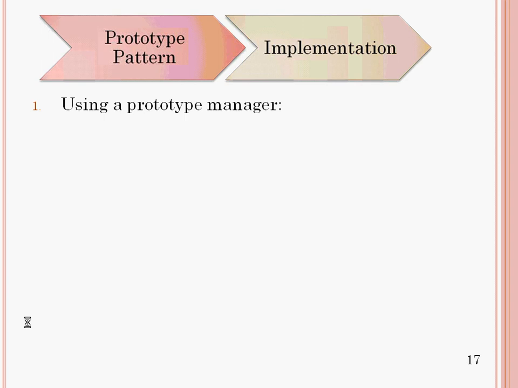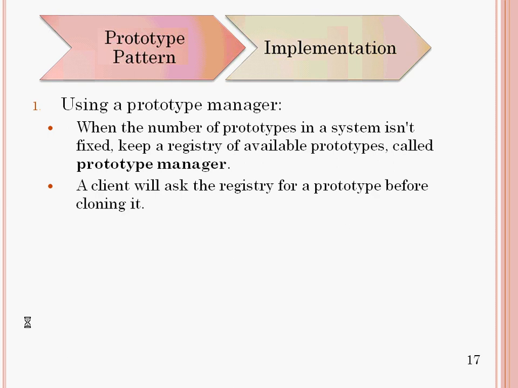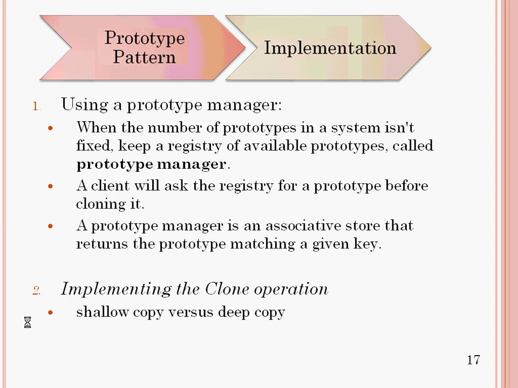So one is using a prototype manager. When the number of prototypes in the system isn't fixed, keep a registry of available prototypes, called the prototype manager, and the client will ask the registry for a prototype before cloning. Again, you have to decide whether you want a shallow copy versus a deep copy, so shallow cloning or deep cloning.